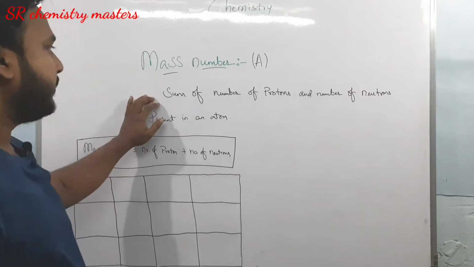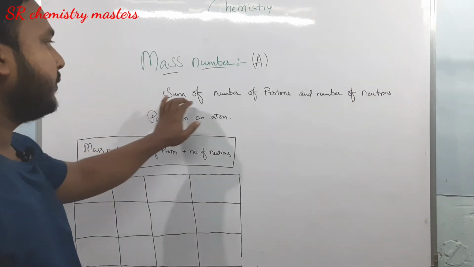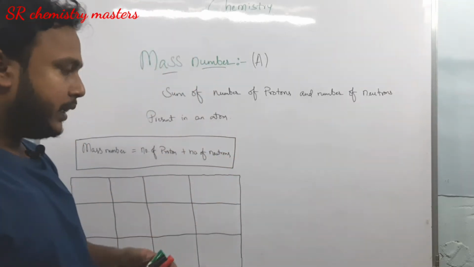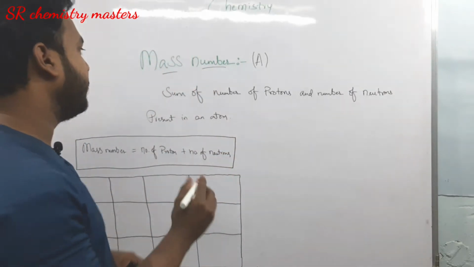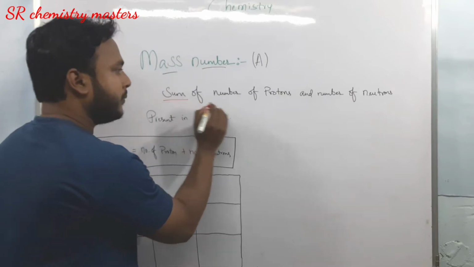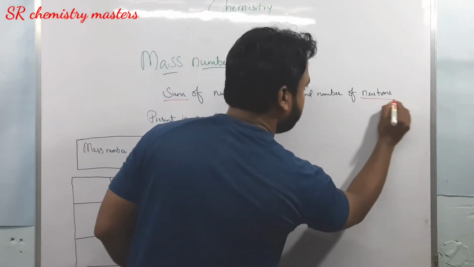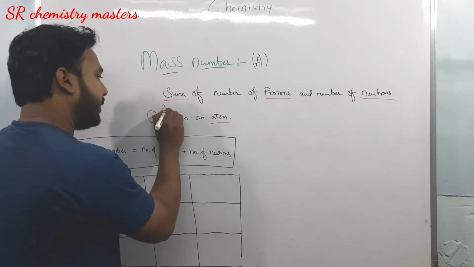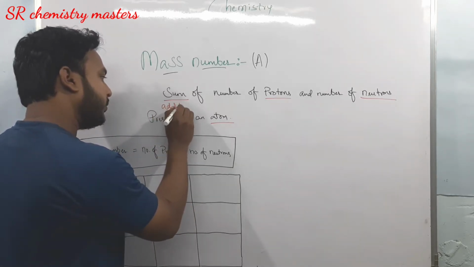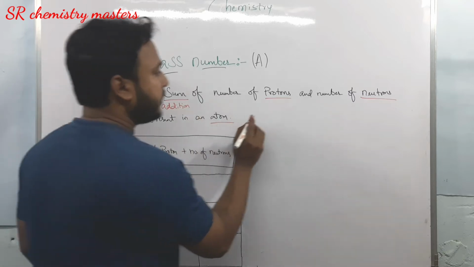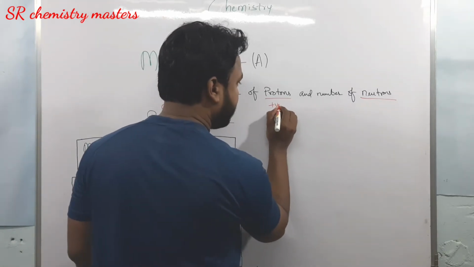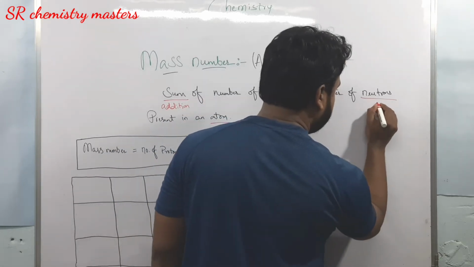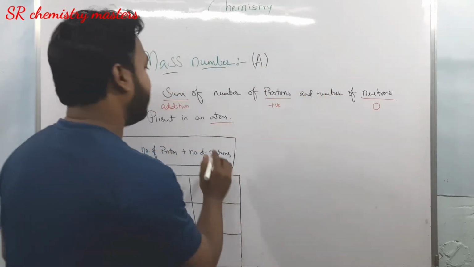Here you have the definition for mass number: sum of the number of protons and the number of neutrons present in an atom. Here the things which you have to see are sum, protons, neutrons and atom. Sum is nothing but addition. Proton is nothing but positively charged particles present in an atom. And neutron is nothing but neutral charged particles present in the atom.